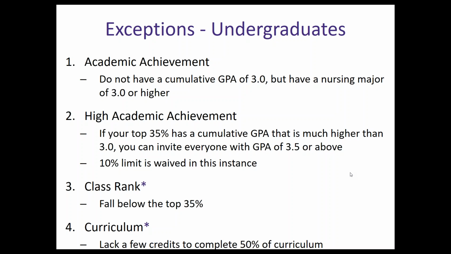And then the final exception is called curriculum. So maybe the way that your university nursing program is structured, you're discovering that you have a lot of people who are juniors who are just shy of completing that 50% of the curriculum, and you'd really like to induct them as a junior so that they have their whole senior year to really get involved with the chapter. So you might decide, we're going to apply this particular clause to invite an additional 10% who are just a few credits shy of meeting that 50% minimum.